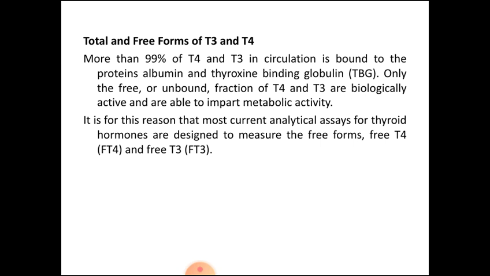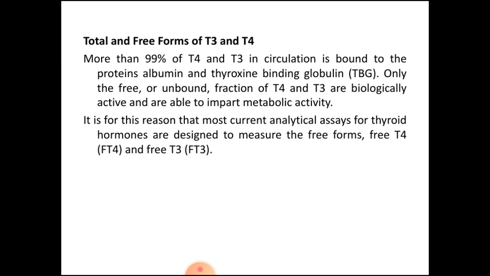So when comparing total T4 and T3 to the free fraction, the free T4 and T3 are more metabolically active and have the major functions when compared to total T3 and T4. So the biologically active form is the unbound fraction of T4 and T3. It is for this reason that most current analytical assays for thyroid hormones are designed to measure the free forms, free T4 and free T3.